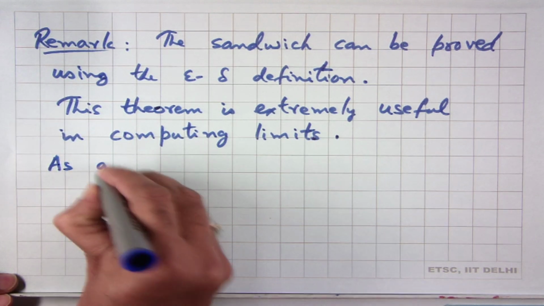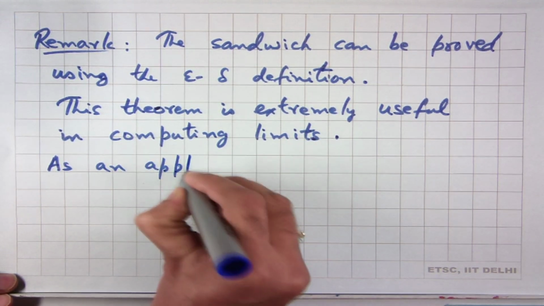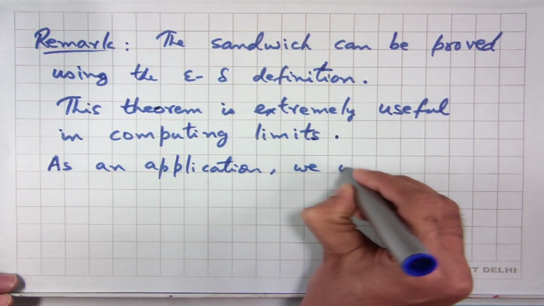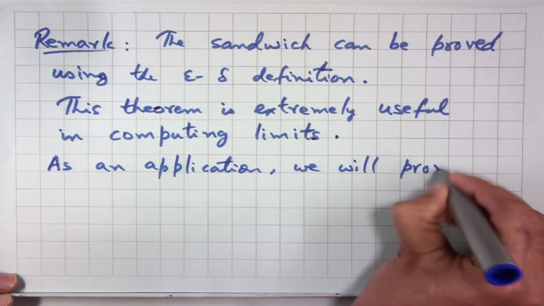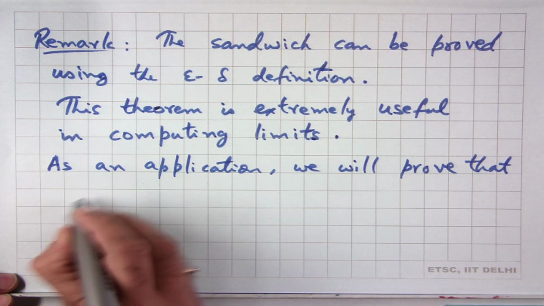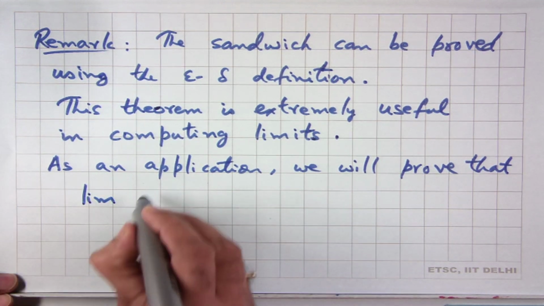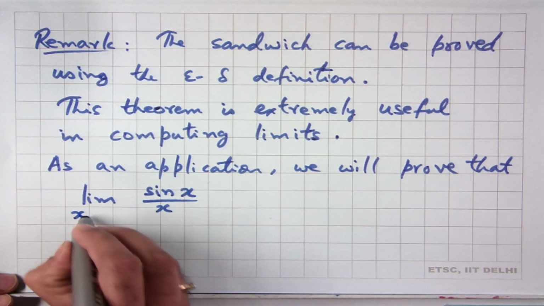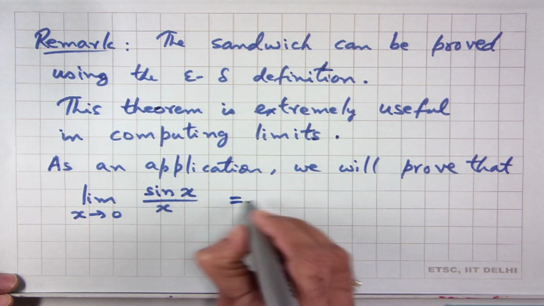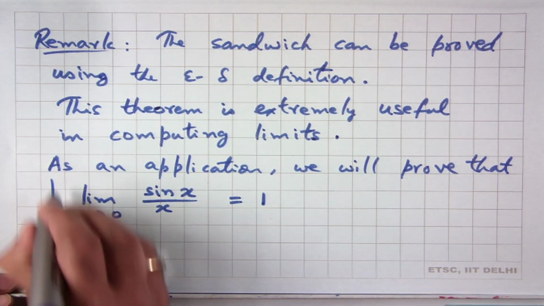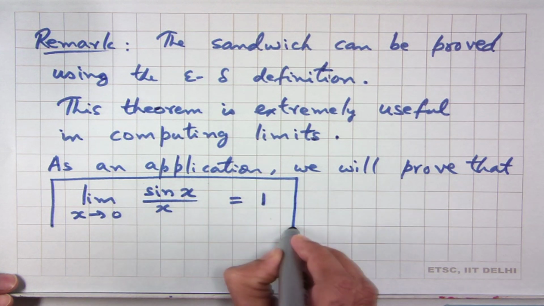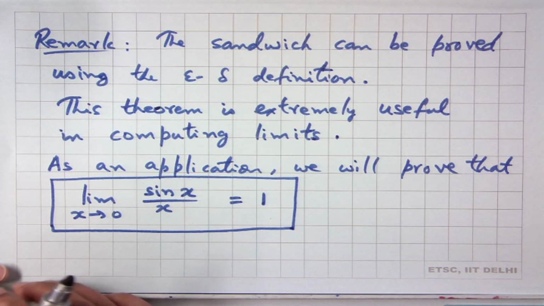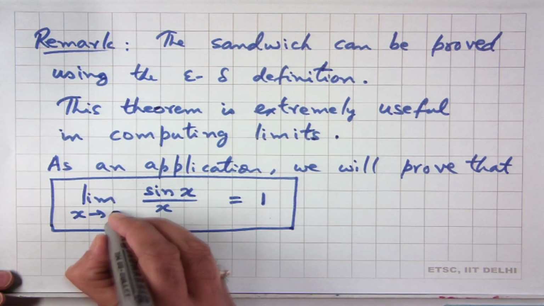So, as an application, we will prove that the limit of the function sin x over x as x approaches 0 is equal to 1. So, this is a very important formula for limits, that the limit of sin x by x at 0 is equal to 1.